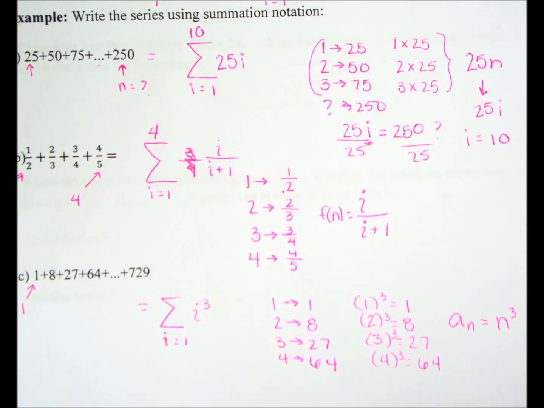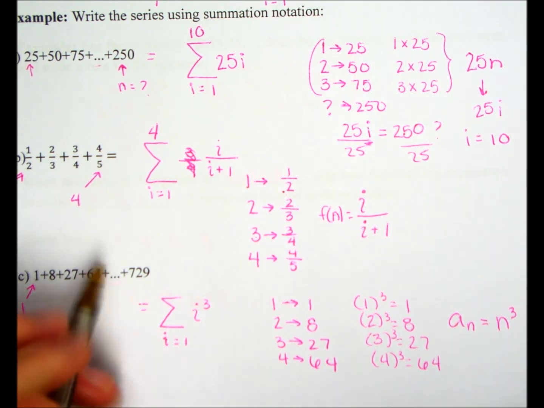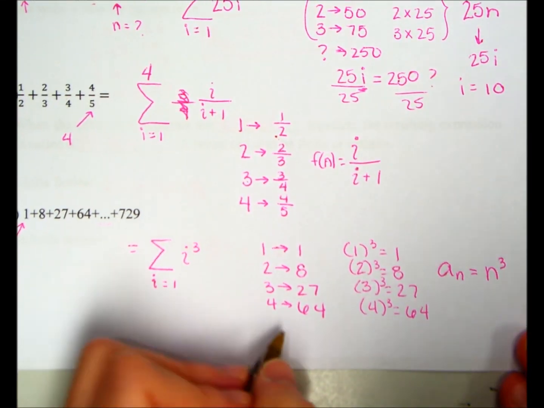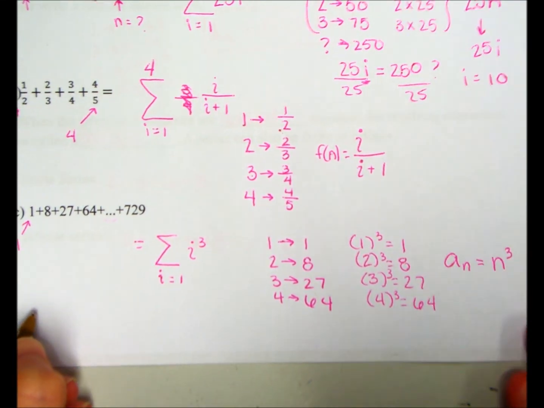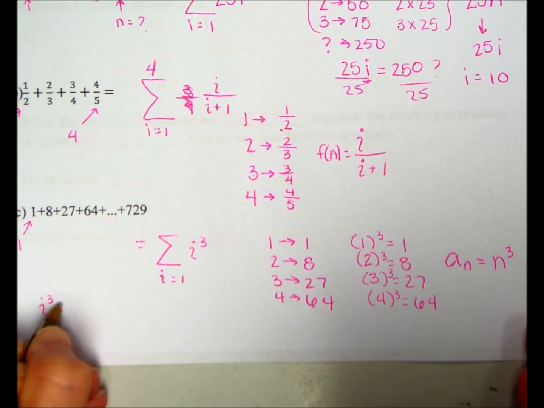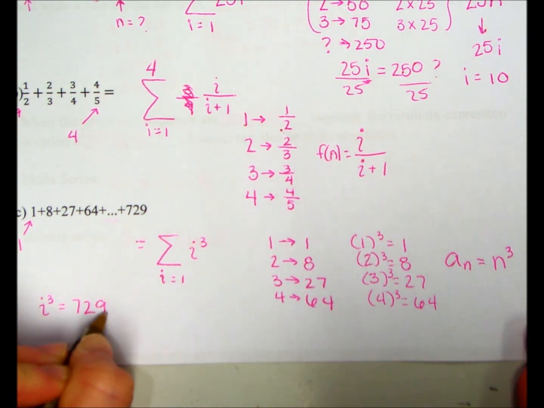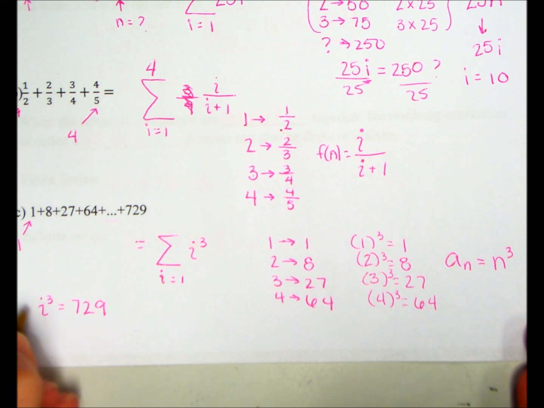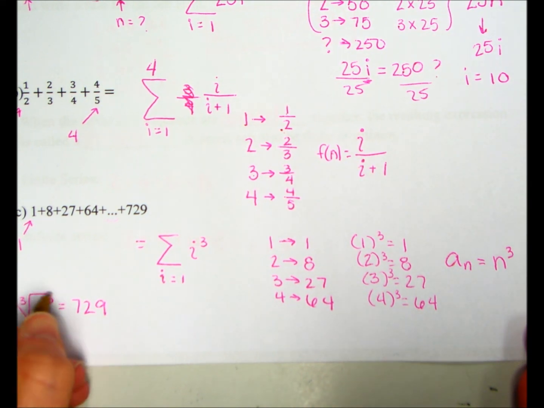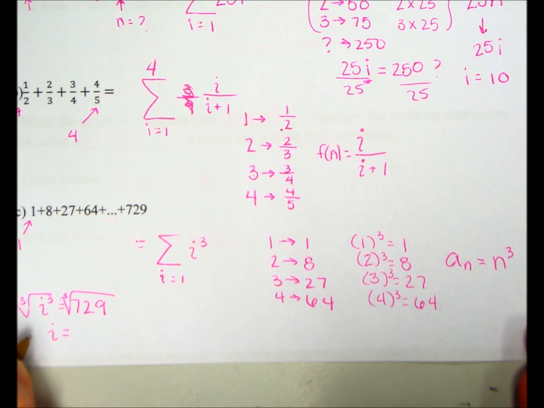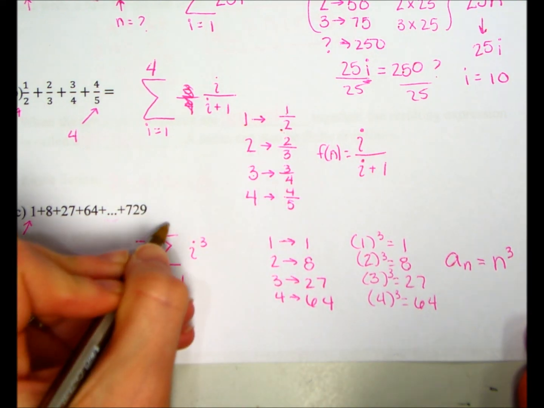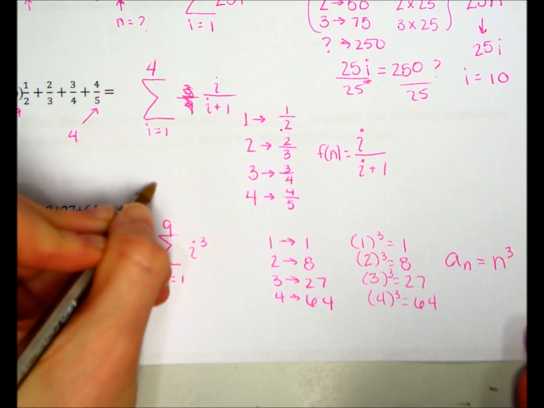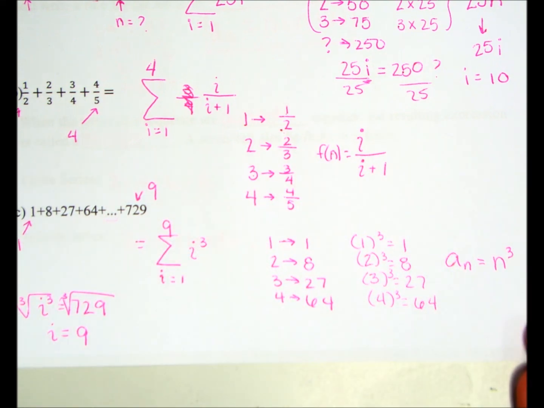Now, I just got to get what this last term is. So, little mini algebra problem here, I cubed is equal to 729. So if I want to get what that last term is, I'm going to cube root both sides to get what I is. And I get I is equal to 9. So that is my last term. 729 represents my 9th term.